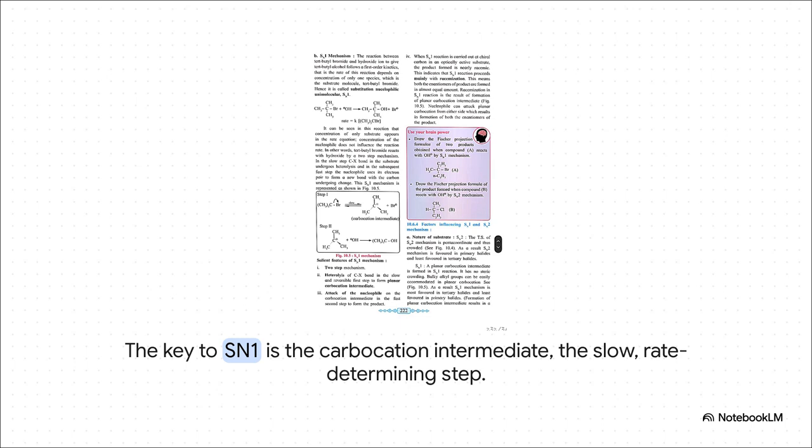Then, the second step, the attack, happens in a flash. This two-step process, with this critical carbocation intermediate, is the absolute defining feature of the SN1 mechanism.